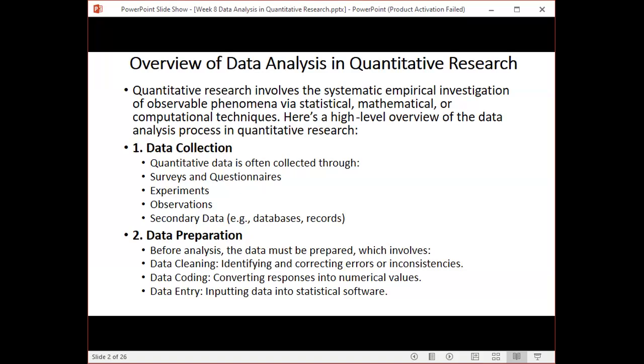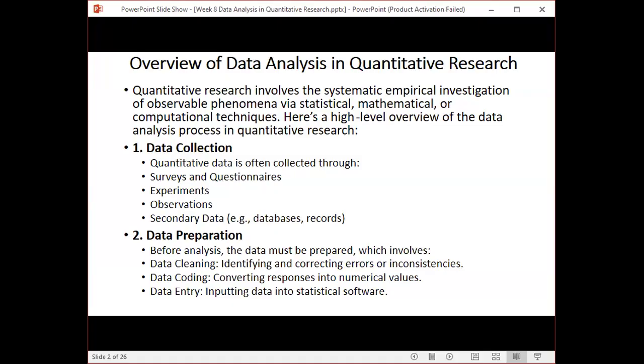The overview here starts first with data collection, as we have just spoken about. So you've collected your data quantitatively, through surveys or questionnaires, through an experiment, through observation, or through secondary data, that is, databases from other places. That is your data collection.